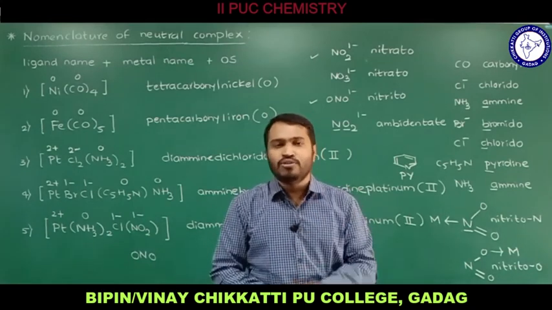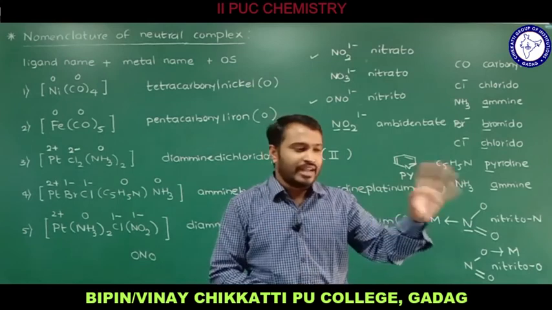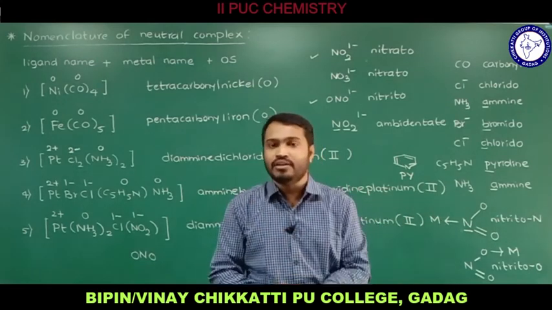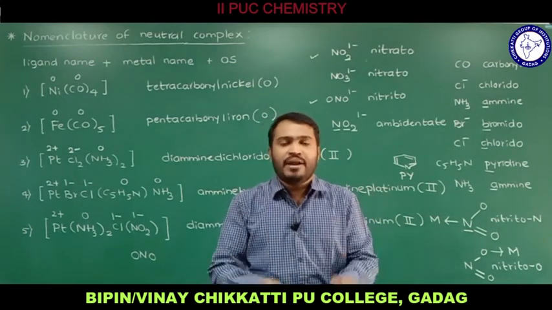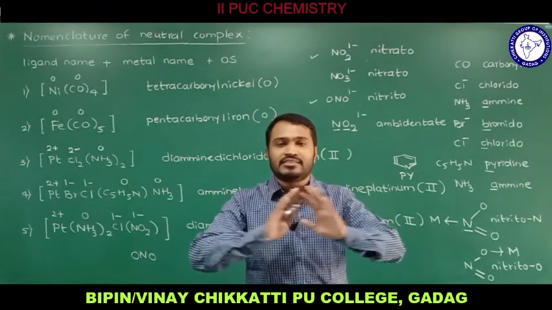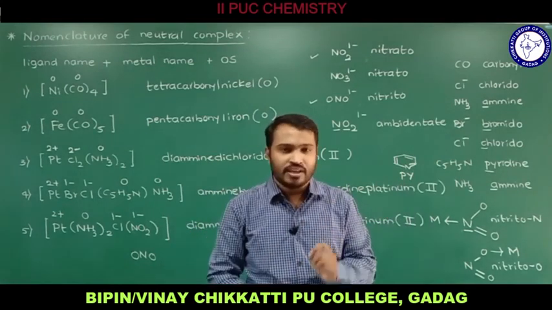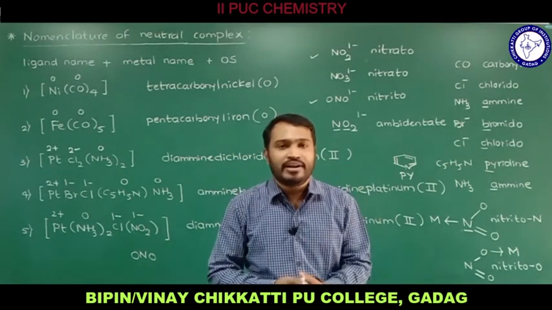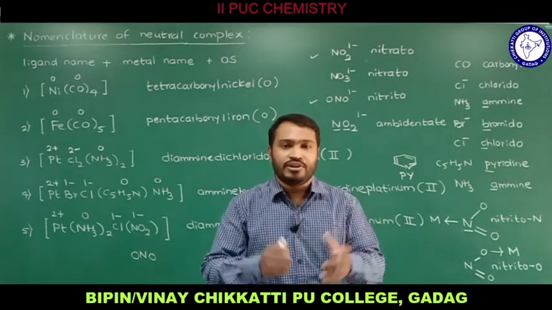That is all about the 5 examples I solved for cationic, anionic and neutral. In the next session, we'll practice IUPAC nomenclature of coordination compounds by considering some random examples. We'll practice in general how to write the IUPAC name of coordination compounds.